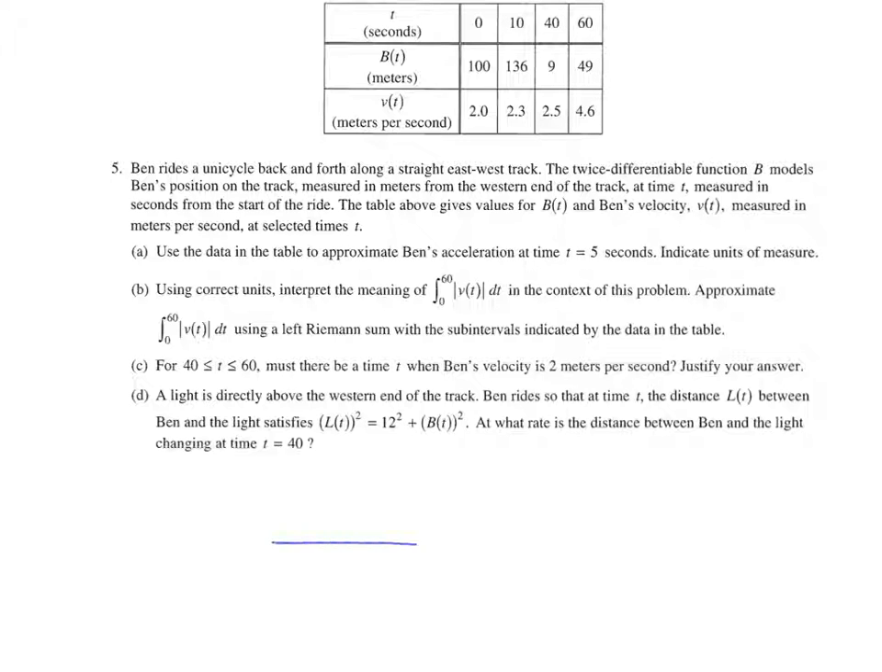So I have this east-west track, okay, and the value of b, here's the west, here's the east end, and the value of b is just the distance that we are from that western end. So he's on this unicycle riding back and forth on there. And so the table gives the values of b, the distance from the western end. It gives the values of v, which is the velocity at certain times.